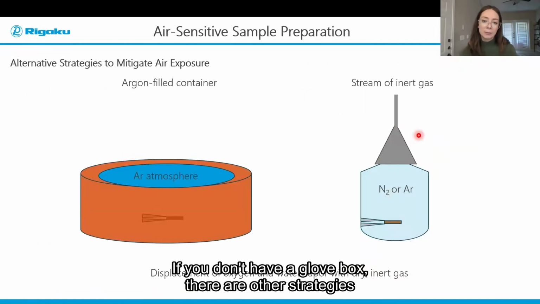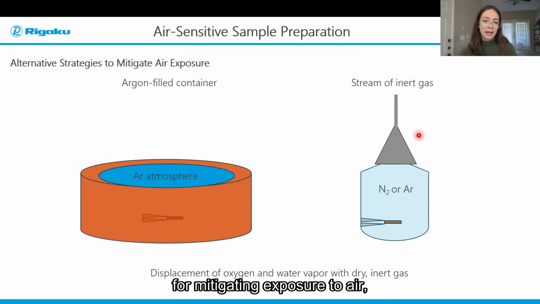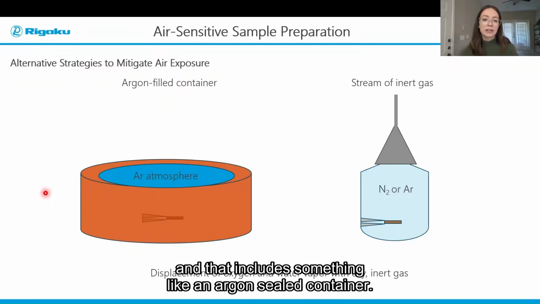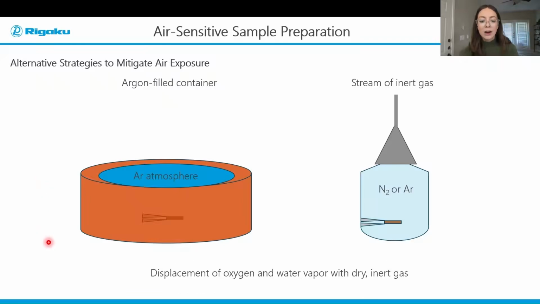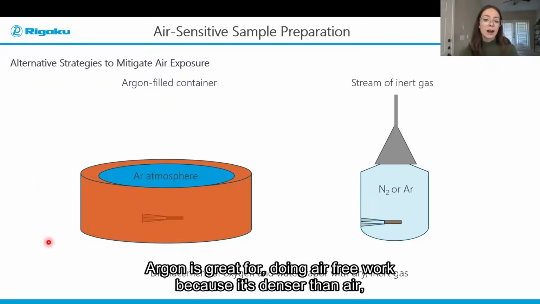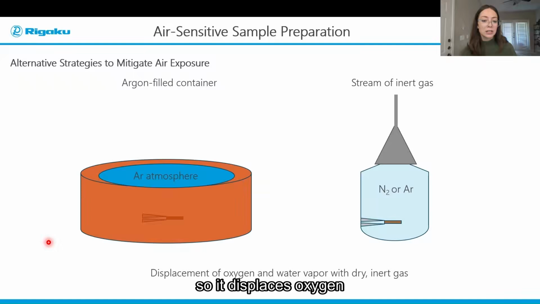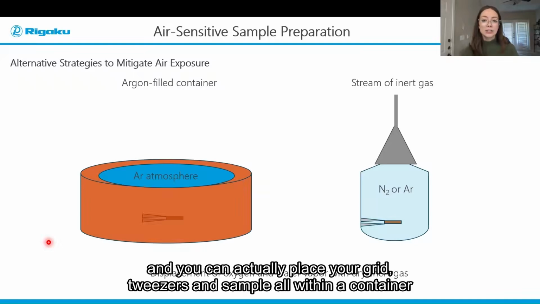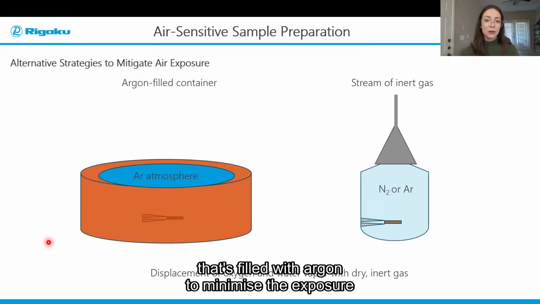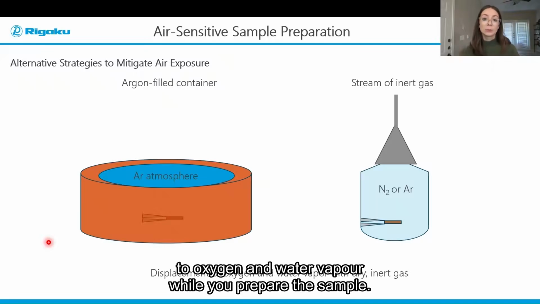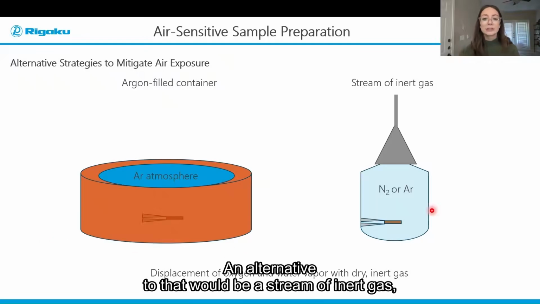If you don't have a glove box, there are other strategies for mitigating exposure to air, and that includes something like an argon-filled container. Argon is great for doing air-free work because it's denser than air, so it displaces oxygen. And you can actually place your grid, tweezers, and sample all within a container that's filled with argon to minimize the exposure to oxygen and water vapor while you prepare the sample. An alternative to that would be a stream of inert gas.